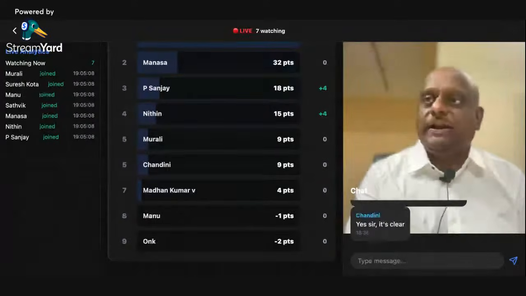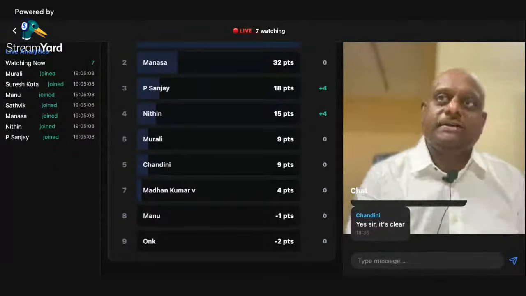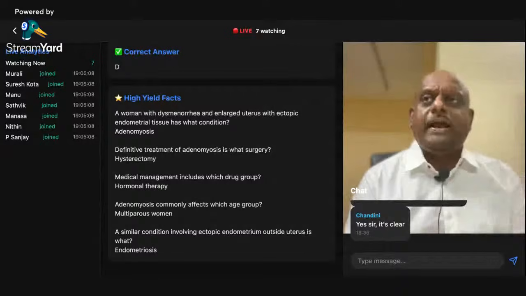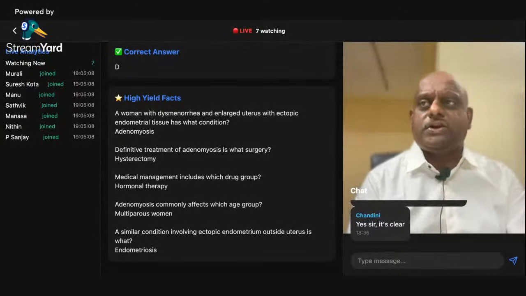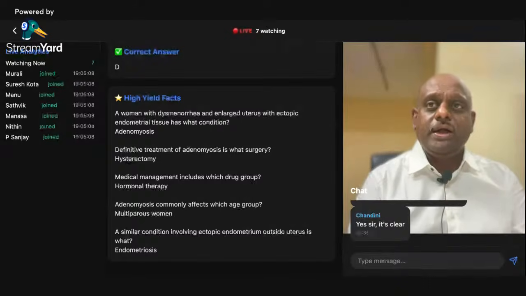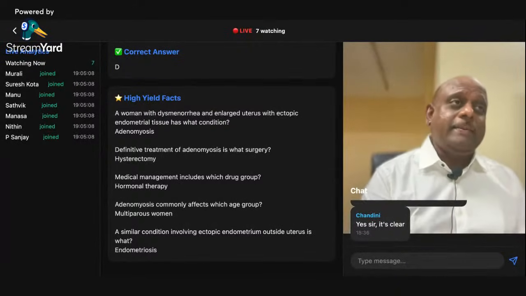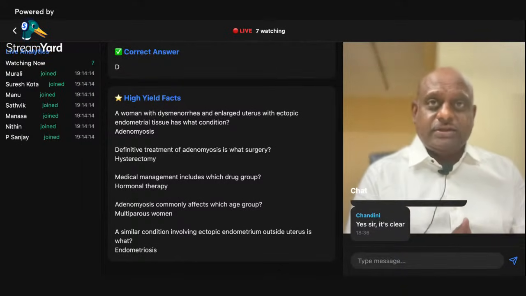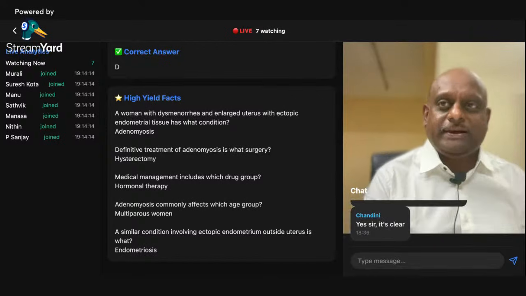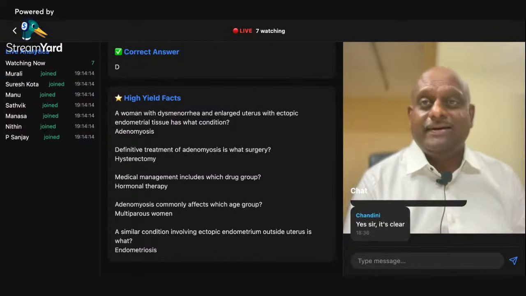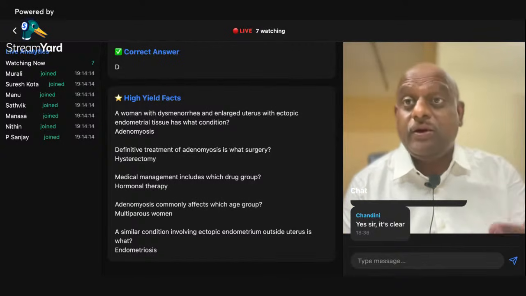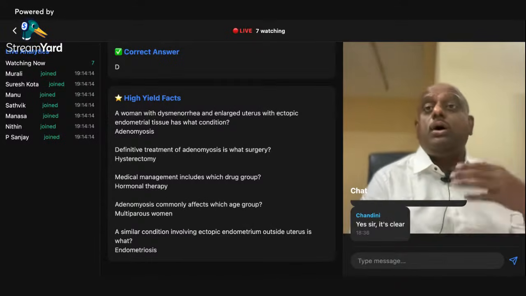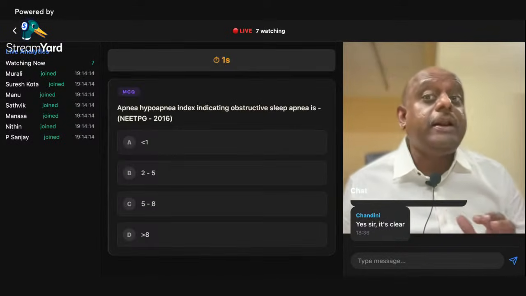Nitin and Satvik rightly answered. So it is the hysterectomy which is considered to be the management of choice. Whenever there is any dysmenorrhea with an enlarged uterus with an ectopic endometrial tissue, you call it adenomyosis, and we need to do hysterectomy. And if you need to medically manage, all the ectopic endometrial tissue survives with the support of the estrogen. That's the reason hormonal therapy is the management. Commonly, it is the multiparous women who are victims of adenomyosis, right?